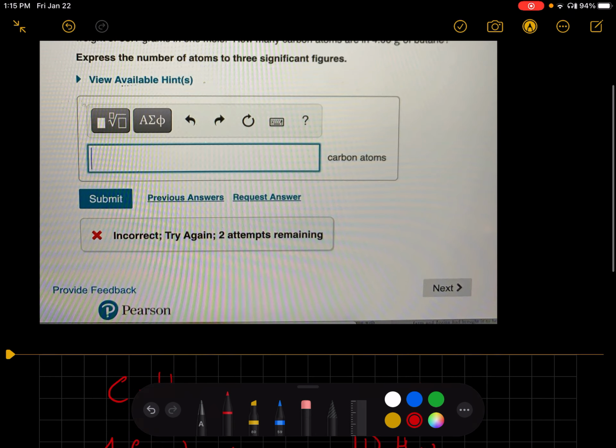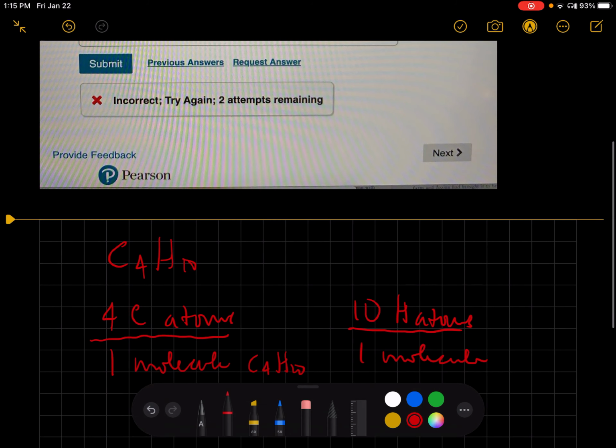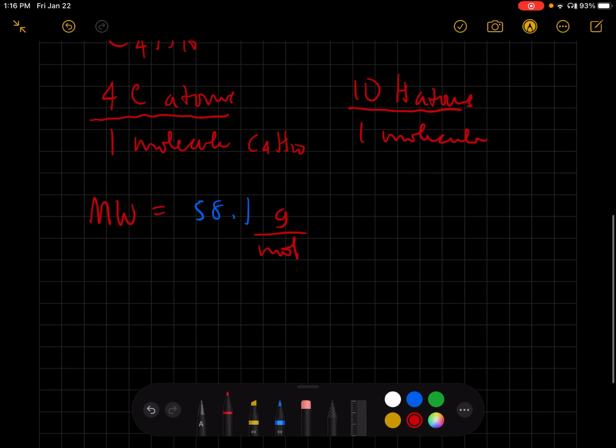Now let's look at the next ratio that's given to us, and that is 58.1 grams in 1 mole. So this C4H10 has a mass, a formula weight. Let me say molecular mass, molecular weight, because I think that's going to sit in your head nicer. Molecular weight, 58.1. Watch this, grams per mole, right? So that's the first thing. All right, let's write down another ratio here too.